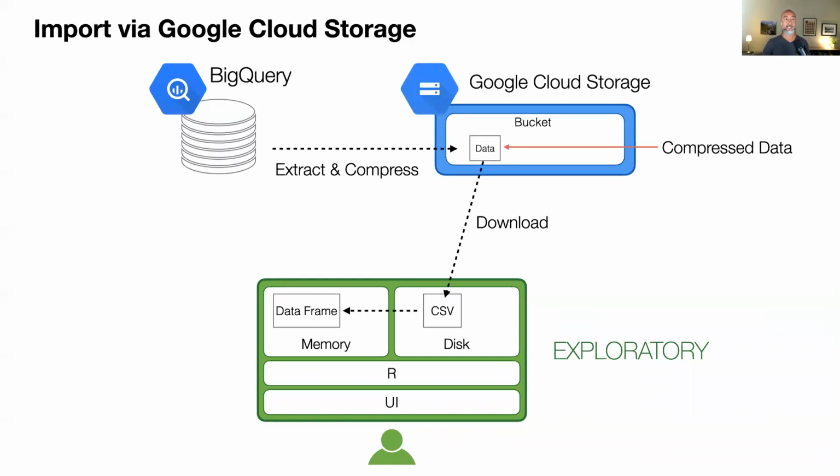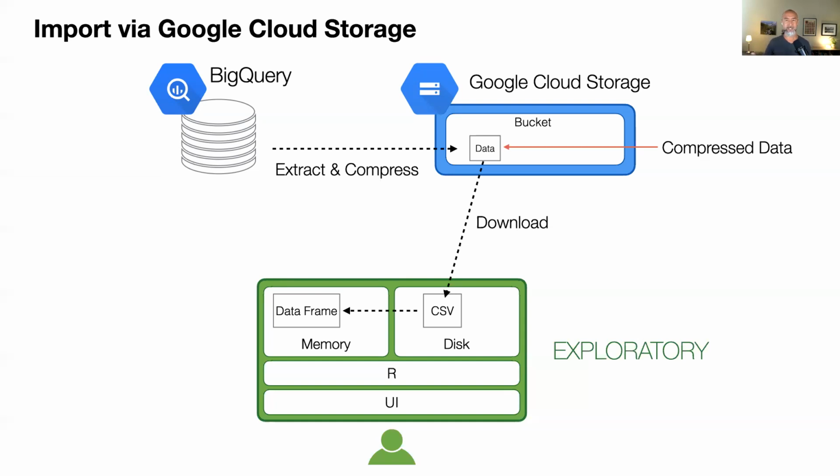Another case is this import via Google Cloud Storage. So in that case, you submit a SQL query to BigQuery. That part is the same. But after that, when you click on that button, what's going to happen is it asks BigQuery to push the data to Google Cloud Storage. That is your cloud storage, by the way. And at that time, it compresses the data, and the compressed data is the one that you actually download.